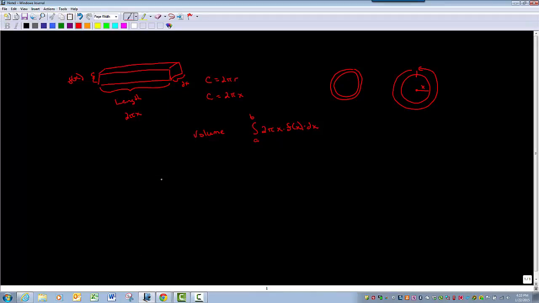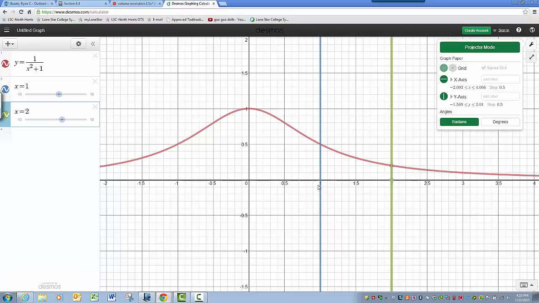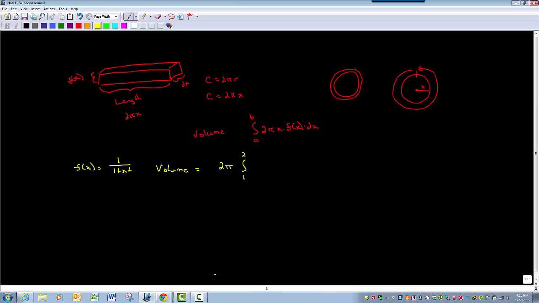So what we need to do is take our function, which is 1 over 1 plus x squared, and use it in this formula. So I'm going to pull the 2 pi out. Okay, so what is our volume? It's 2 pi. Pull that out because it's a constant. I want to go from 1 to 2. And the reason I'm going from 1 to 2 is that if you look at my graph, I'm going from x equals 1 to x equals 2. So I want to go from 1 to 2 of x.